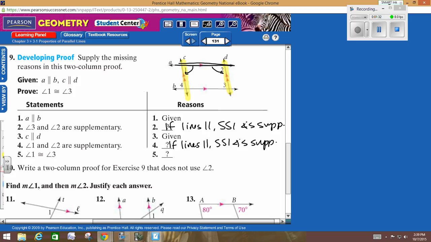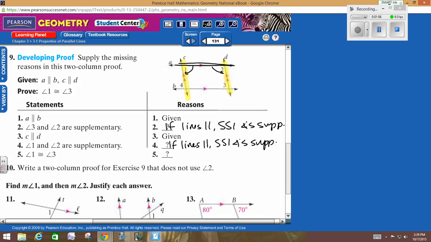So if we look at our statements here, 3 and 2 are supplementary and 1 and 2 are supplementary. What does it mean when angles are supplementary? They add up to 180, right? Let's pretend that angle 2 is 100 degrees. What would 3 have to be? 2 is still 100 degrees. It's the same angle, so what would 1 have to be? 80.